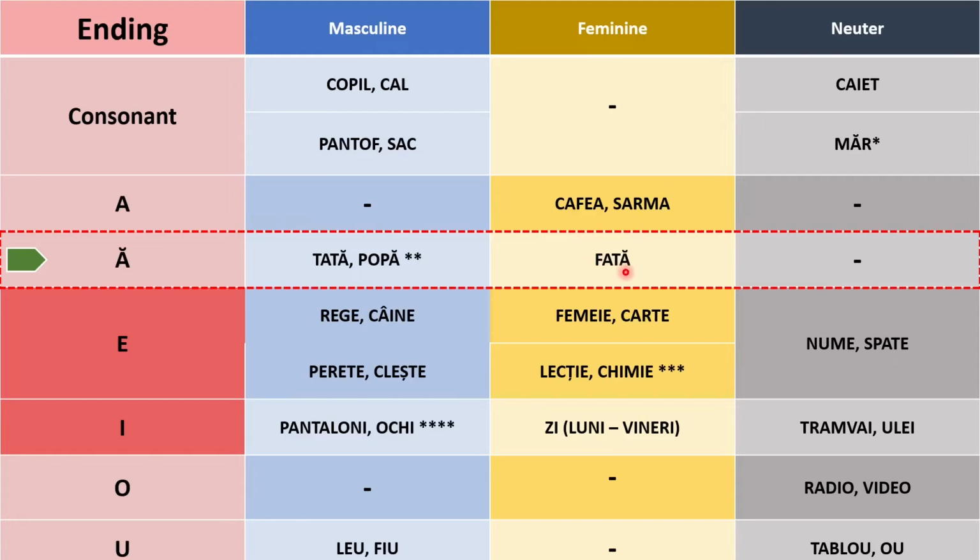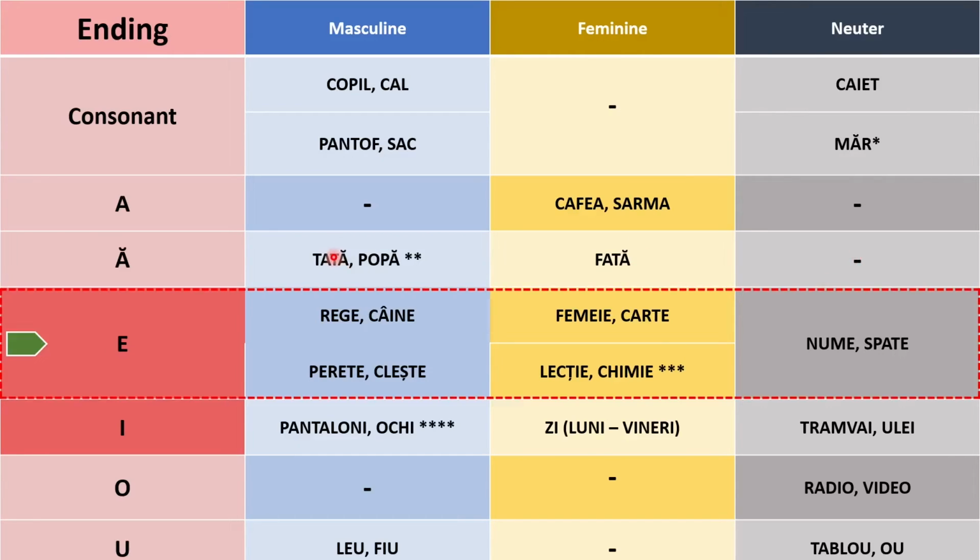I put just fată here, but as you might know, every other noun that ends in A is feminine, nothing under neuter. Moving to the next one, ending in E. As you might see here on the left, the endings in E and in I, E and E in Romanian, are very special. They are also under this red box.